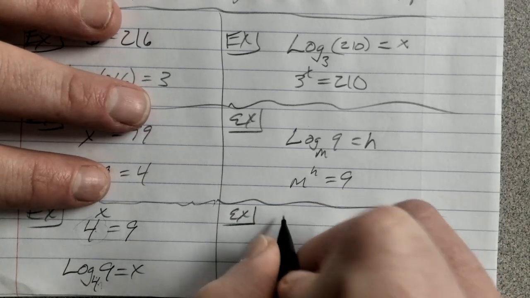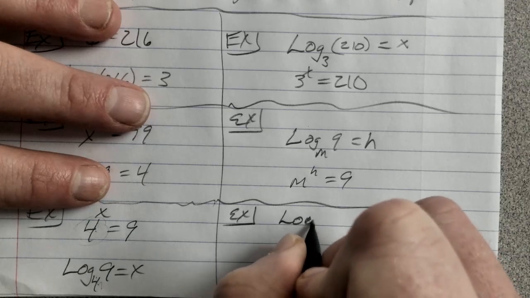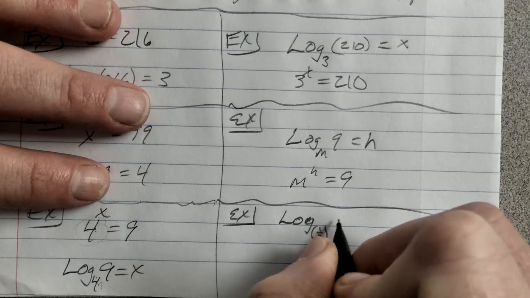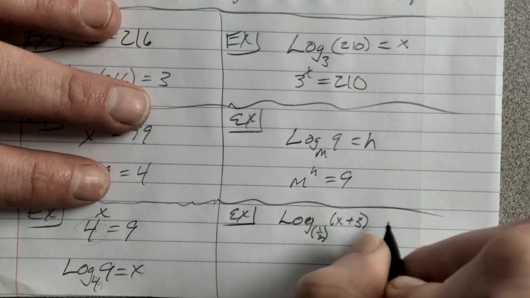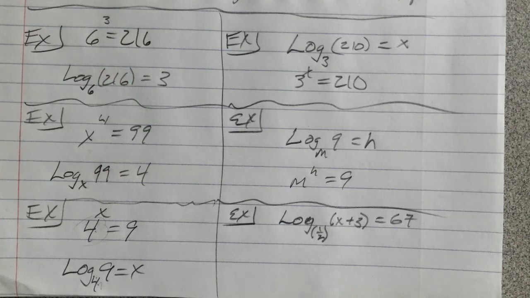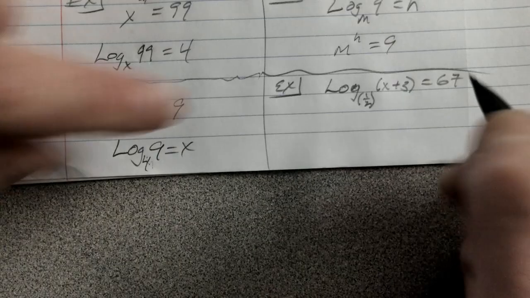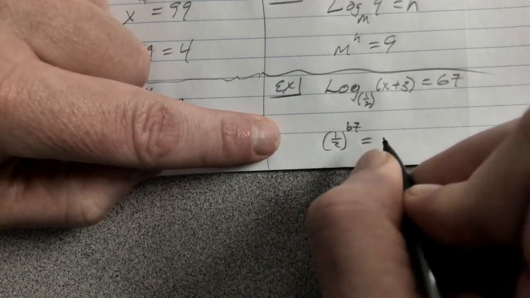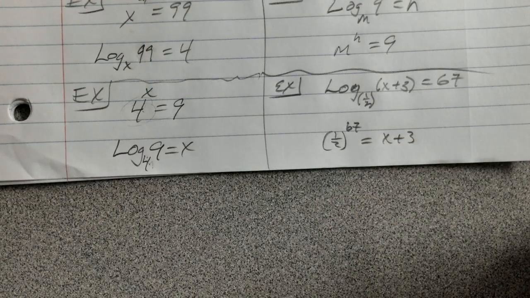All right. Here we go. Wait a minute. Let's try this. Let's go log base 1/2 of x plus 3 equals 67. 1/2 to the 67 equals x plus 3. Really good. Good job. Yes, that's exactly right. You're showing a little bit of growth, young man. That's a modicum amount of maturity, and I take it.